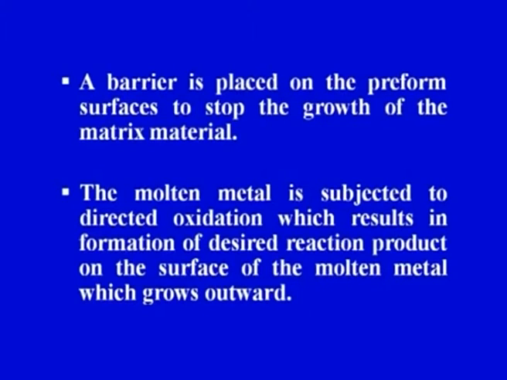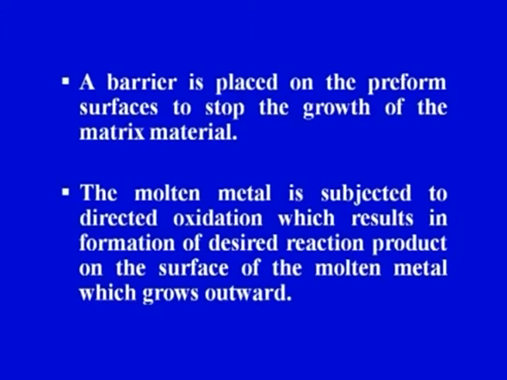So here we can see the molten metal, the metal part is coming into picture. We have already prepared a preform. Now the metal part is coming into picture. The molten metal is subjected to directed oxidation. So the other two words are also coming into picture, that is the directed and the oxidation. So the name of the process, directed metal oxidation. So the molten metal is subjected to directed oxidation, which results in the formation of desired reaction products on the surface of the molten metal, which grows outward.